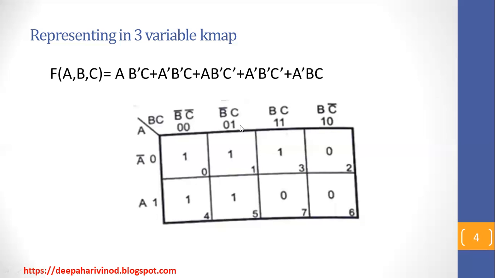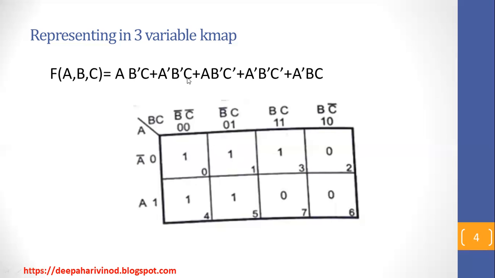Now let us see how to map this Boolean function. So we have to find out A first. A represents this row. Then there is B bar C. Check it out, B bar C we have. So this one is the combination of this minterm, and then next is A bar B bar C. Find A bar, this row, it represents B bar C.